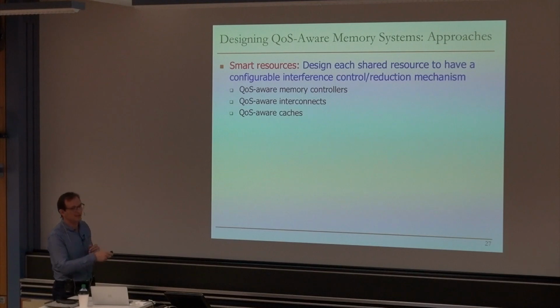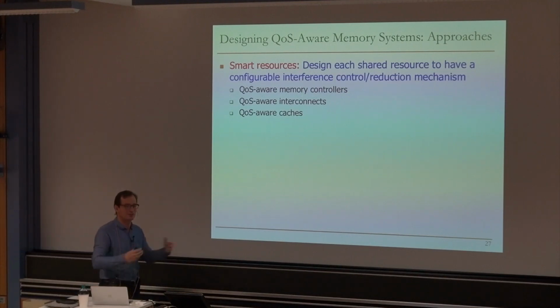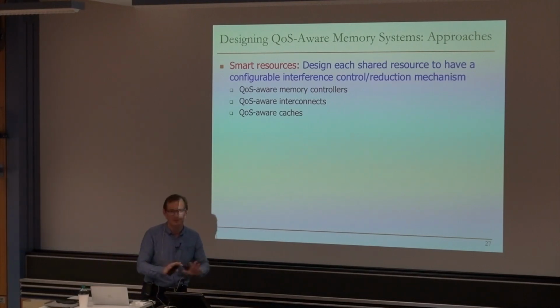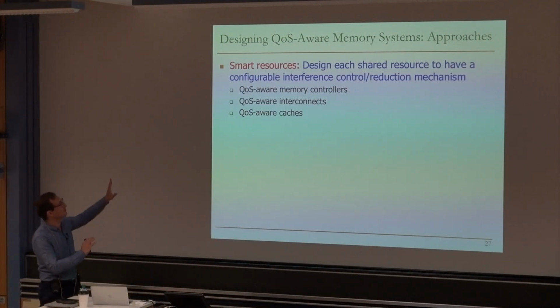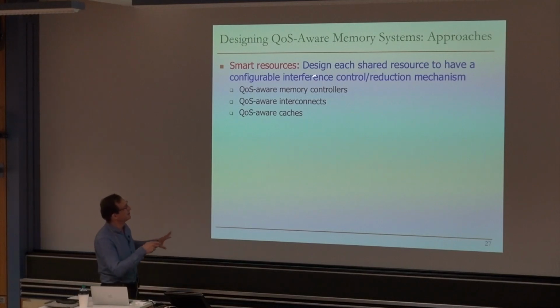That's good. You put three different smart resources together and hope that once you combine them, they all work nicely. Of course, that doesn't work very well because sometimes you need to coordinate between them. But this is a general approach: make each resource aware of interference.